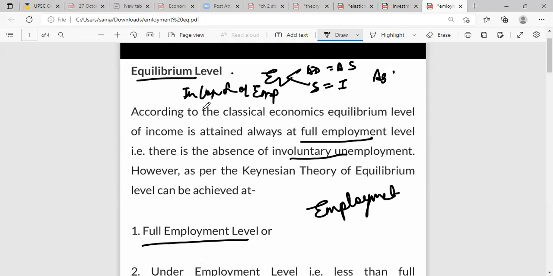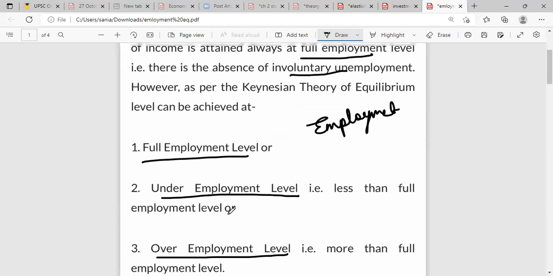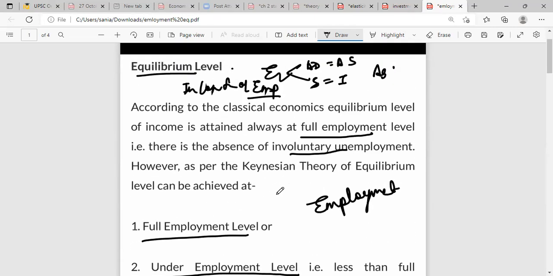Clear? So you can write it down: equilibrium level in context of employment, and these three points. I'll do it till here, then I'll scroll it down.